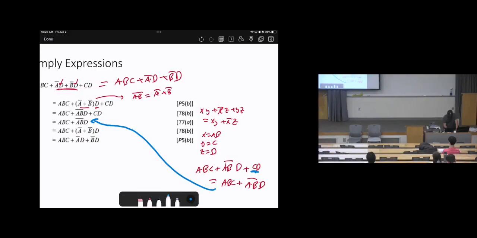Then we can apply again that we know that (AB) bar is actually A bar plus B bar. So let's substitute it again here, and we'll obtain this. Then do the multiplication: ABC, A bar times D plus B bar times D. Then we get the solution that we need. Okay?